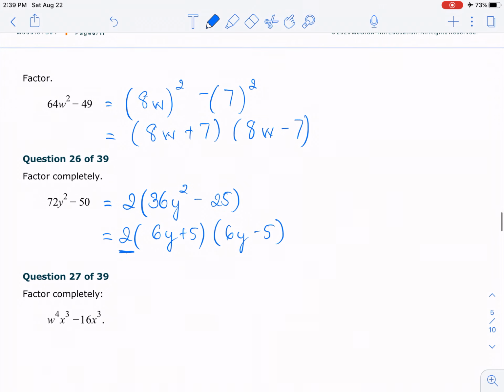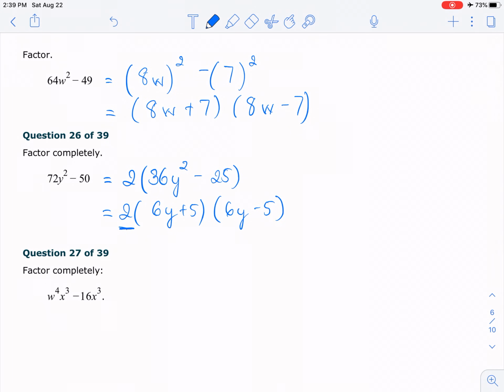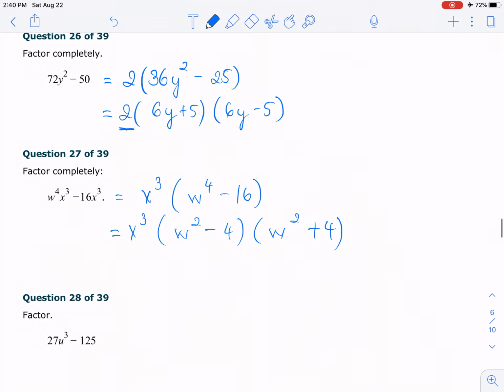Okay. All right. So 27, like I said, the GCF is the most important part. You have to take it out first. So you can see right here the GCF is x cubed. Now we have w to the 4th minus 16. That's a perfect square. So we have w squared minus 4 and w squared plus 4. But we're not done because these two are perfect squares. So you have to break it down. So we have w plus 2, w minus 2, and then we still have that w squared plus 4.